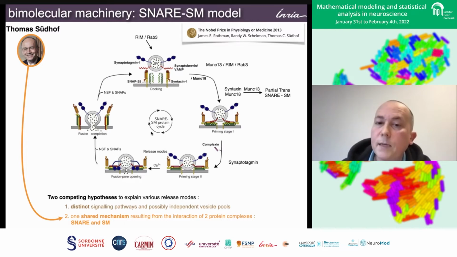So that's our starting point, and we wanted to come up with a simple, parsimonious mathematical model that would reproduce at least part of the biological model of Südhof, where SNARE and SM, these two protein complexes, would be our main dynamic variables, state variables, and we took into account other groups of proteins, of which there are many, that have a sort of regulatory role in these complex cycles, and considered them as parameters that could allow us to go from one scenario to another.